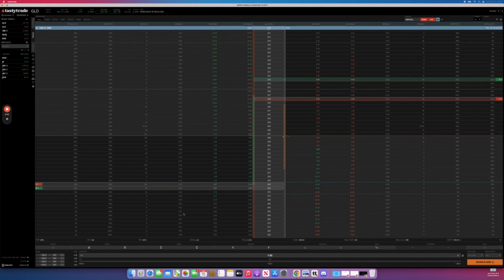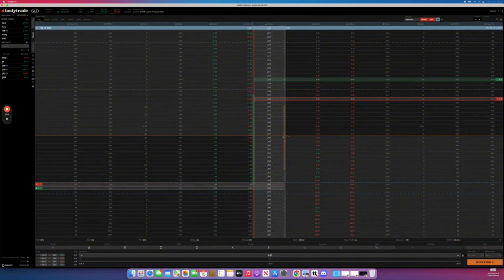Now, what you'll notice is that our POP has reduced slightly and our P50 has reduced slightly. It's still 68 and 81%, which is very, very high. However, what you will notice is now our max profit is 102 and our buying power requirement is 399. So we've got a much higher return on capital. We're looking at over 25% here in 37 days time.